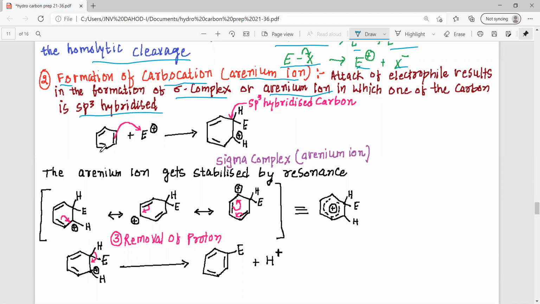So thus here you can see that we have a benzene ring. On this benzene ring, there is an attack of the electrophile. This electrophile attacks on the carbon, so the double bond gets broken, and thus the carbon which was sp2 hybridized now turns out to be sp3 hybridized carbon, and thus the two different groups, hydrogen as well as the electrophile, get bonded to this carbon, and that is why the hybridization of this carbon turns out from sp2 to sp3. And here you can see that this sigma complex or arenium ion is formed.